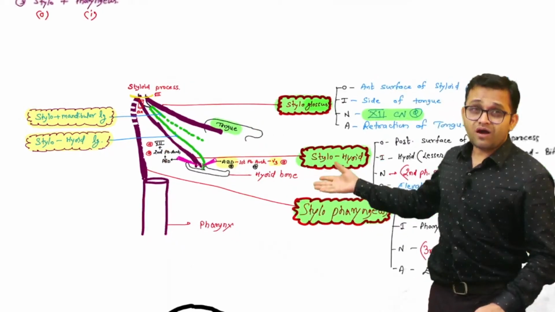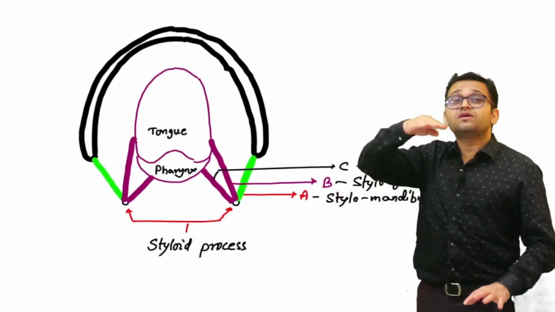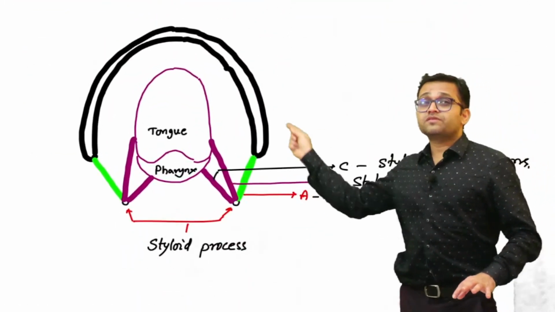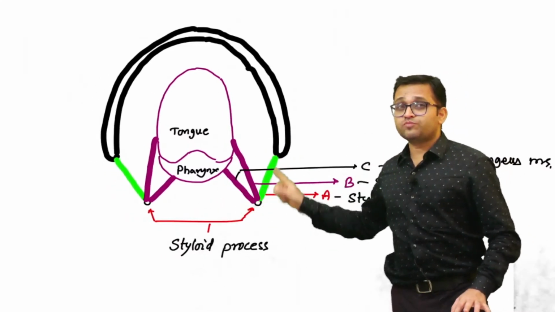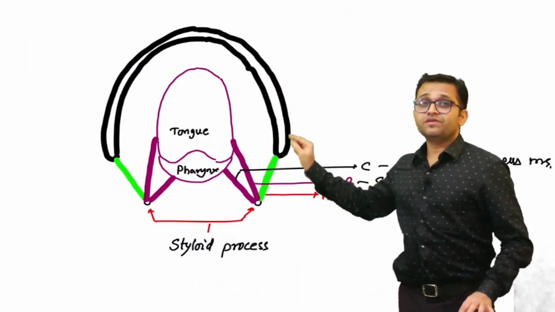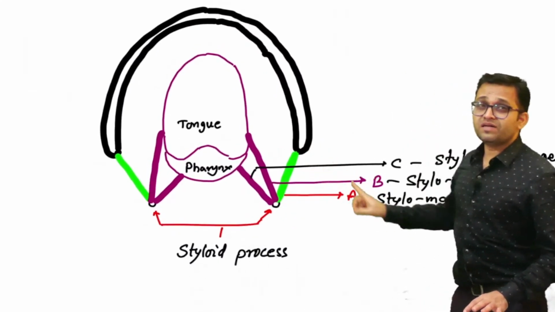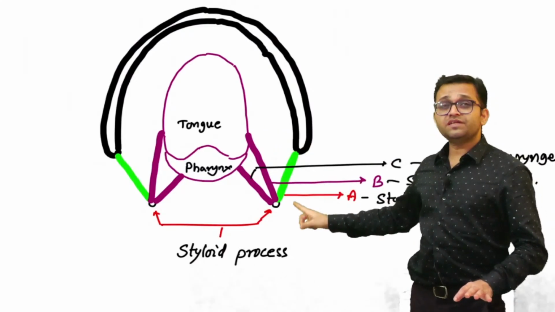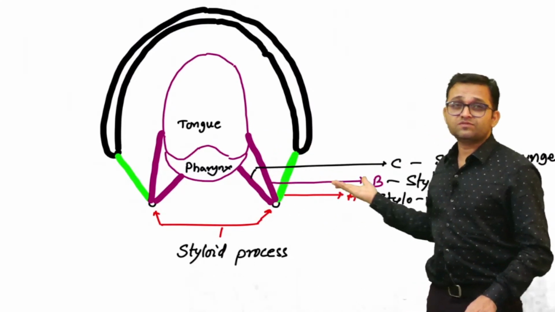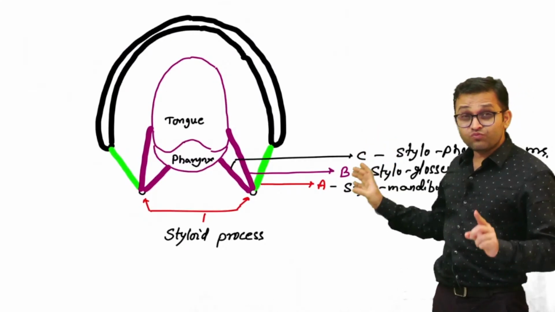Now another diagrammatic presentation, transverse section. You have to draw the tongue, pharynx. Here are the 2 dots representing the styloid process, and that is the mandible. So ligament, styloid process to the mandible, stylomandibular ligament; styloid process to the tongue, styloglossus muscle; and styloid process to the pharynx, stylopharyngeus muscle. Simple. Diagram will give you the marks.